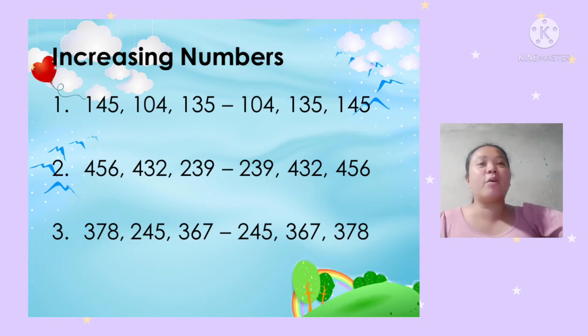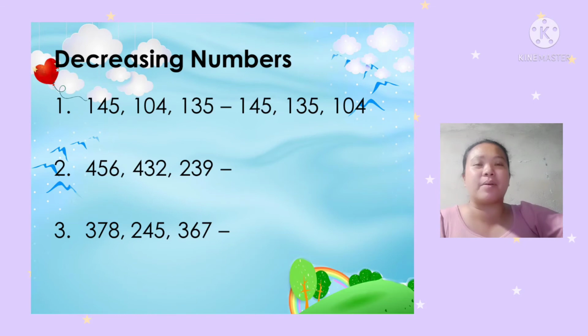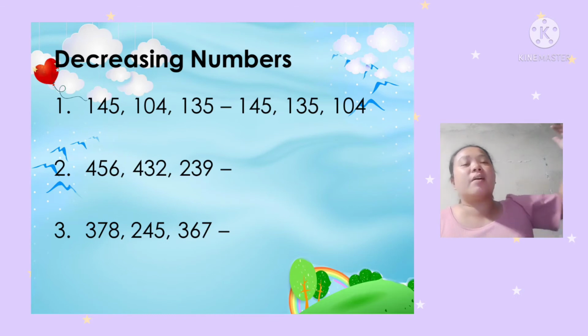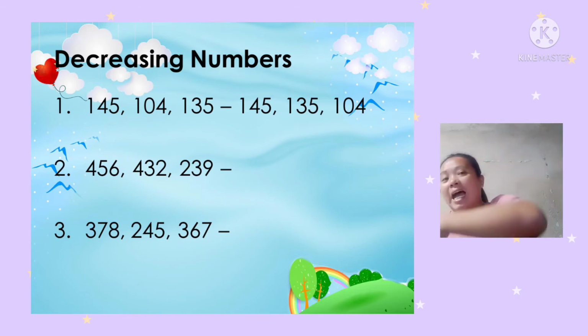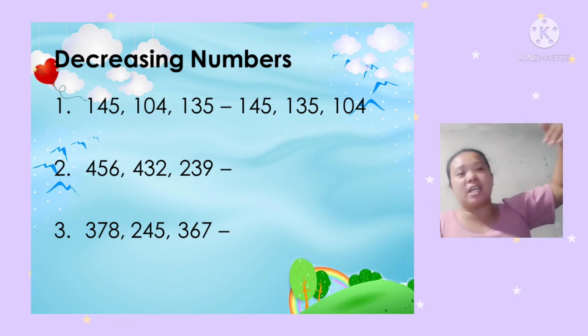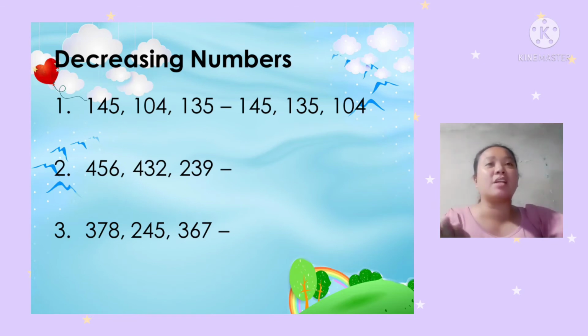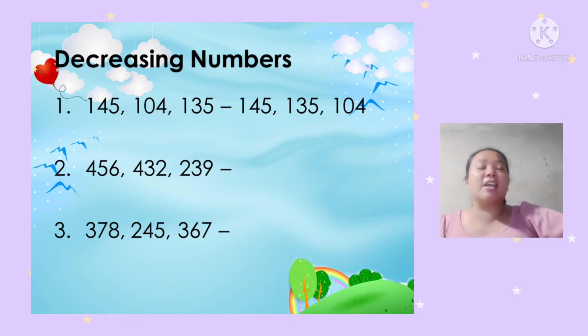Okay, now, let's go to our decreasing number. Erase your whiteboard para you have space. Decreasing number, arranging the numbers from the greatest number, going down. Alright, decreasing, going down. So my example here, from 145 down to 135 and down to 104, the smallest in all 3 numbers. Now, you are going to answer this one. Arrange it in decreasing order. Ready? Go!